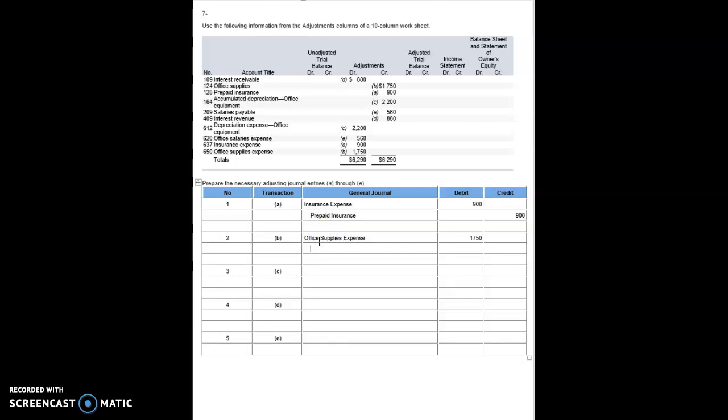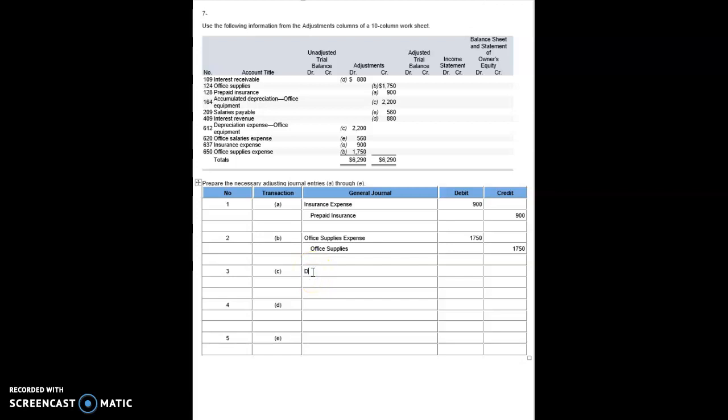And then we are crediting on the right-hand side office supplies. So for that one, we're doing the adjusting entry to show how much office supplies we used. In the first one, we showed how much insurance we have used from that prepaid insurance. Let's look at letter C.